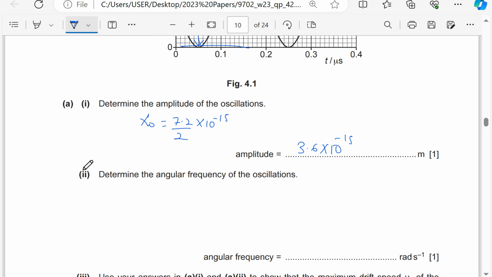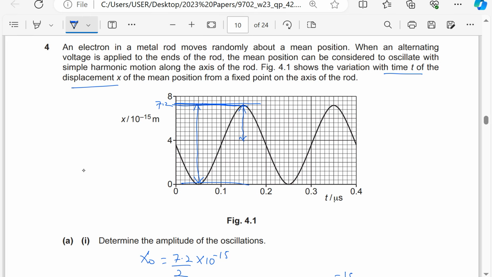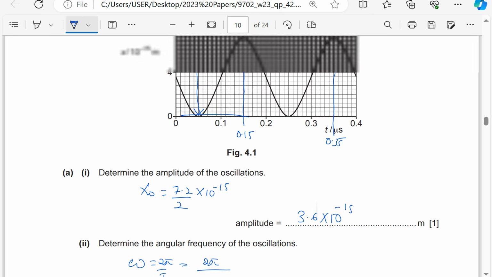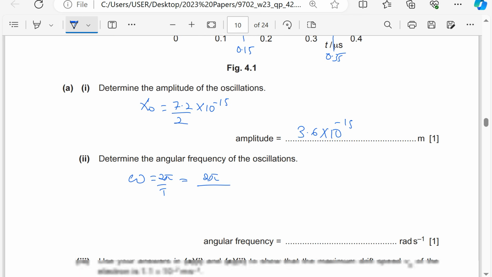Then determine the angular frequency. So we know that omega is 2 pi divided by T. So this is 2 pi divided by the period. From the graph, the period is, if I consider starting from this point here up to this point here, so this is 0.15 and this is 0.35. So the period is 0.35 minus 0.15, which is 0.20.